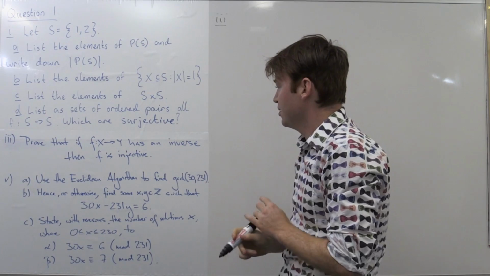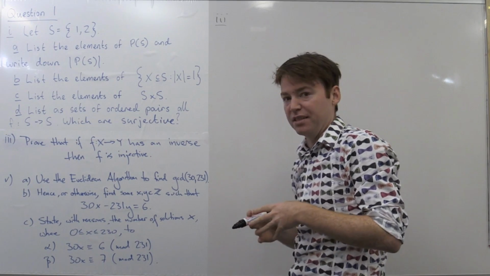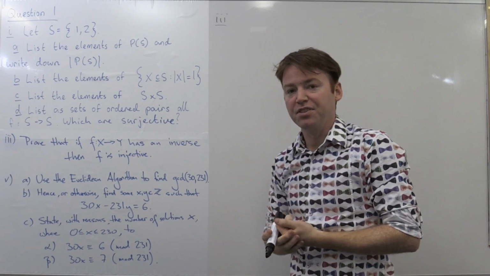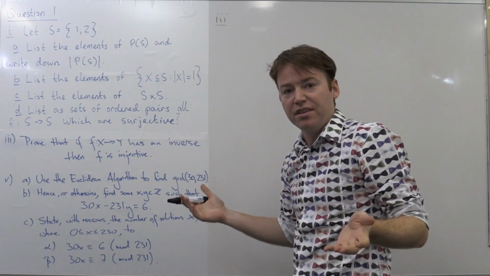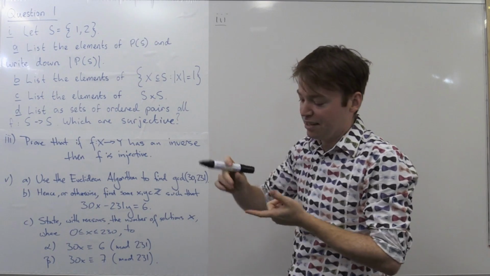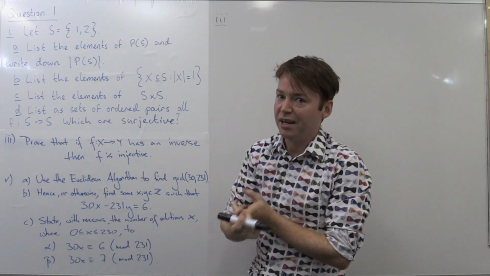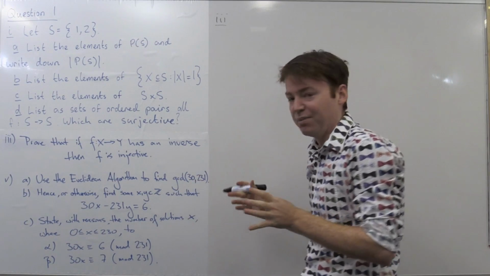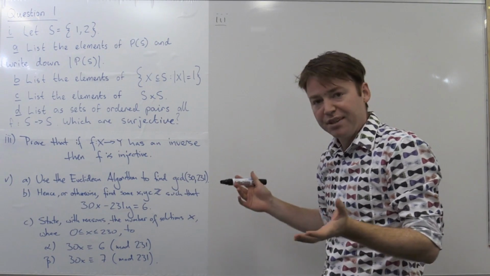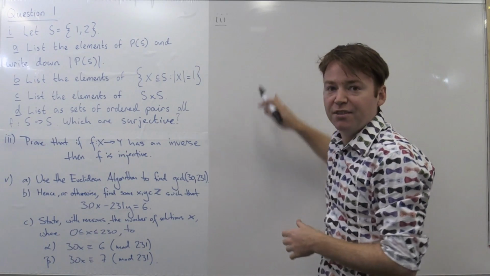Question 3. Prove that a function which has an inverse must be injective. Okay. So first of all, recall the definition of injective. It says that if you have f of x equal to f of y, then x must be equal to y. And this is a really good place to start when you're asked a question about injective functions. Just remember what the definition is and fill in the rest in between.